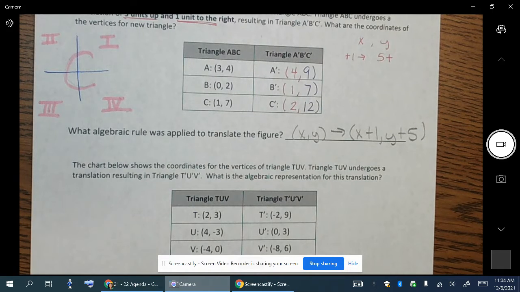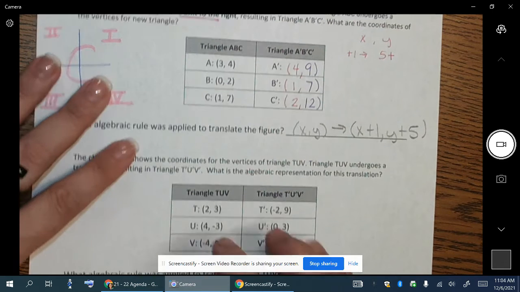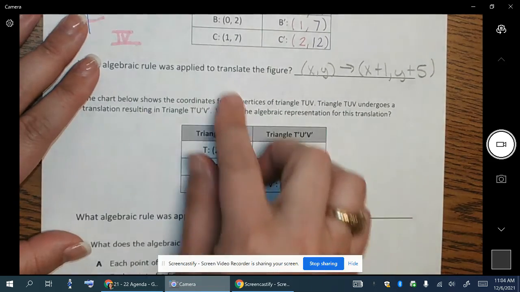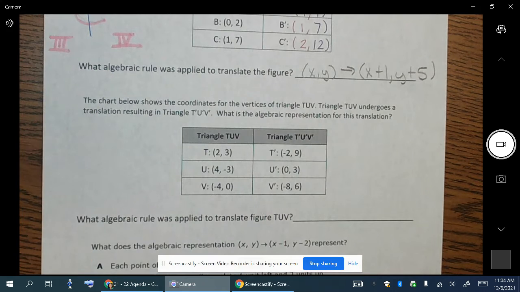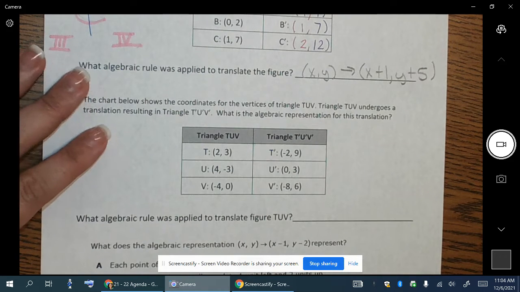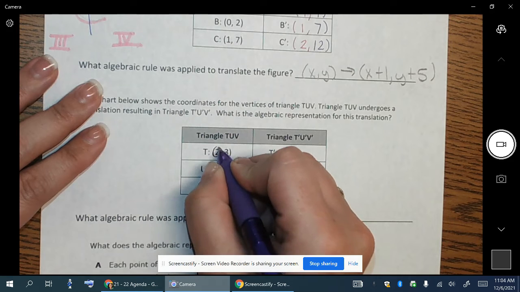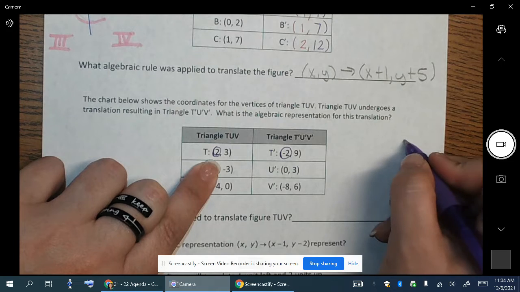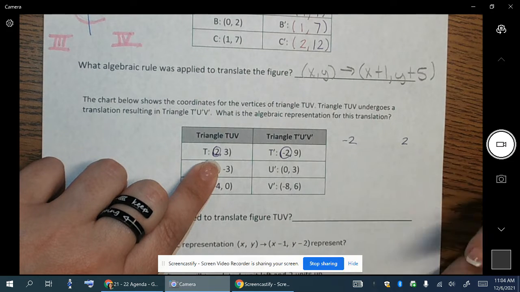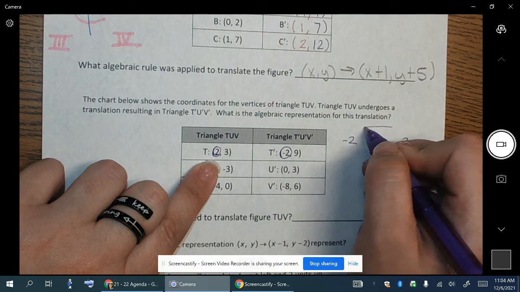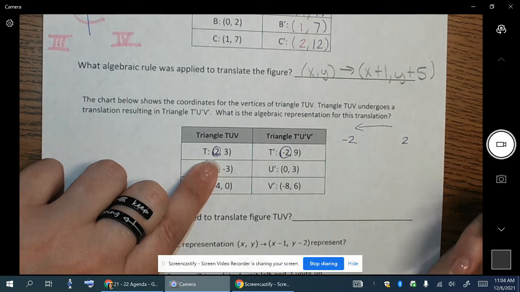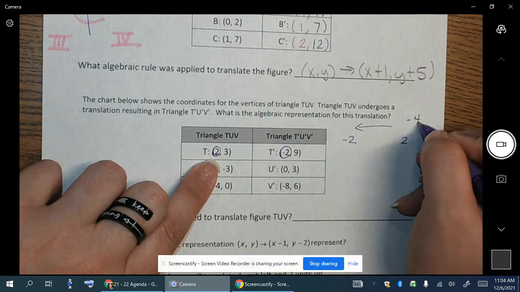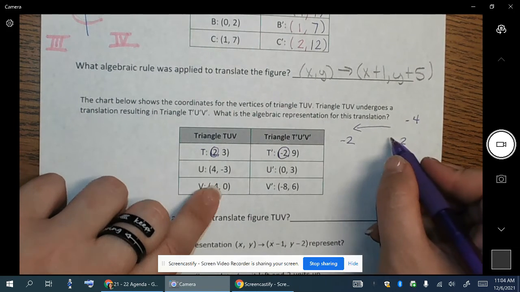Okay? On the next one, this time, it gives me the points and it wants me to find the translation. So now I can't just scroll over and count unless you want to draw those pictures, but that's going to take time. So let's look at our x value. My x value is 2, and then it becomes what? -2. So here's 2, here's negative 2. Which direction did I go? Left. I went to the left, which means I'm going to what? Minus, and how many? 4. Minus 4.